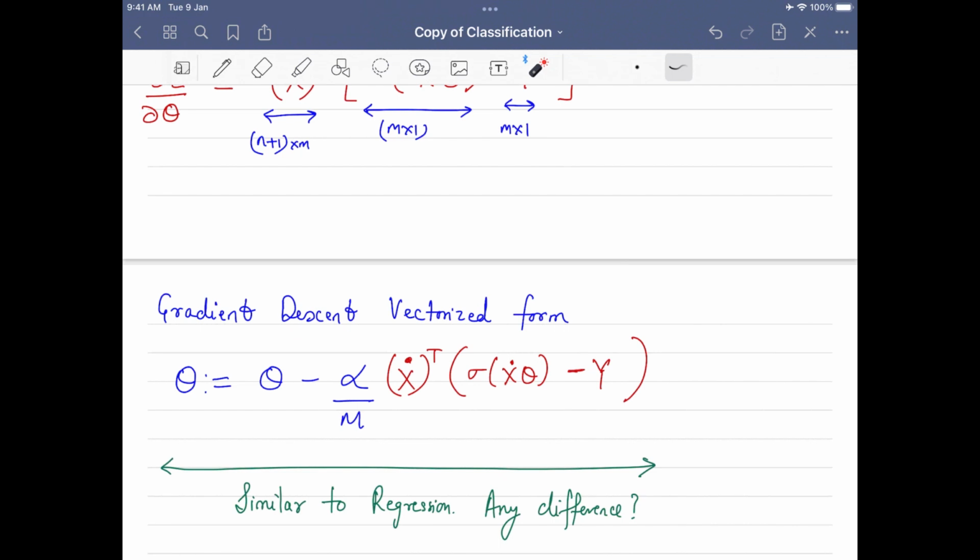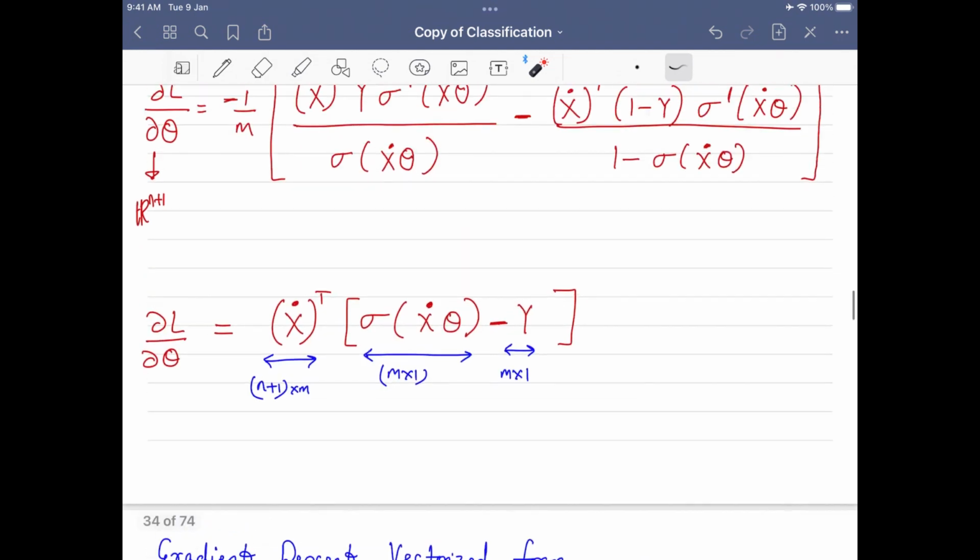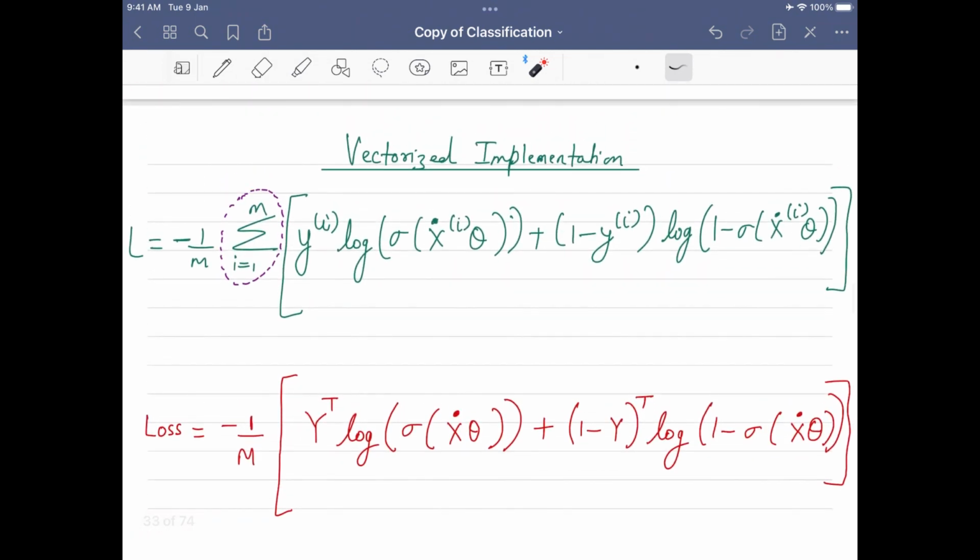The one which you got from the linear regression, the same expression is there, but the only difference is, first of all, you have this sigma, and the second is your y is restricted to either 0 or 1. So this is the gradient descent in the vectorized form for this particular loss function, which is the new loss function that we have defined for your classification setting. Any questions here?